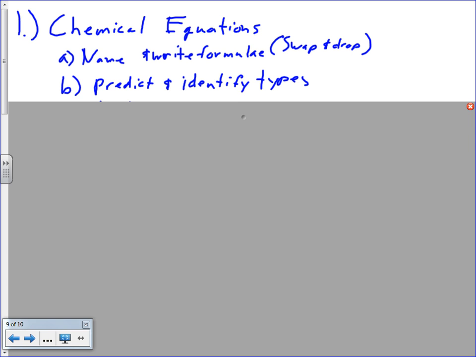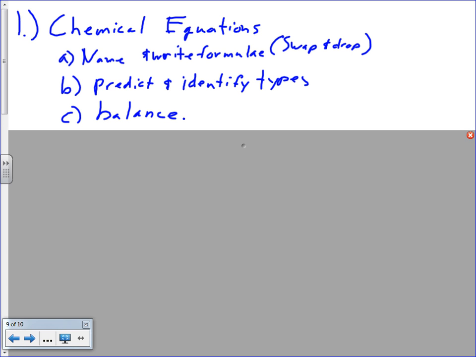Okay, so predict and identify types. Be able to balance reactions, also very important. What do you usually balance last? Oxygen. Basically every type that we went over, oxygen was balanced last. Keep that in mind.